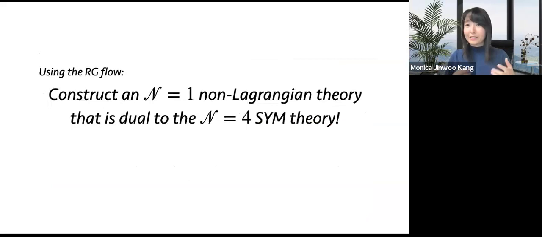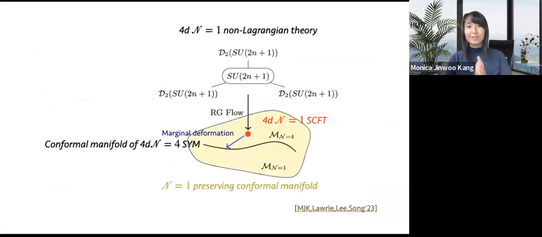So then really our task is, using the RG flow, we construct an N=1 non-Lagrangian theory that will be dual to the N=4 super Yang-Mills. And just to give you the answer first, this will be the dual theory that we're going to be able to construct and demonstrate that this will indeed be the case. So this is the theory that we're going to have. So this is the N=1 non-Lagrangian theory that we'll have to construct.